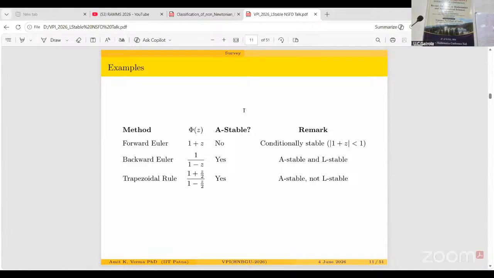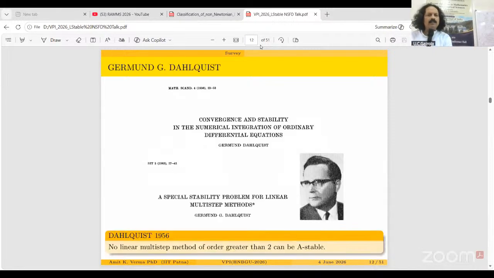Now there are some simple well-known methods, forward Euler and backward Euler. You can see that forward Euler is not at all A-stable, right? So it cannot be L-stable. Backward Euler is A-stable as well as L-stable. Trapezoidal is A-stable, but it is not L-stable. So when it comes to stiff differential equations, even the trapezoidal rule does not give you very good results.